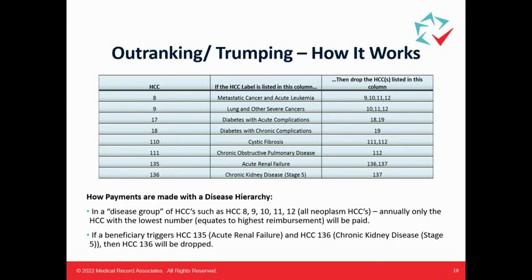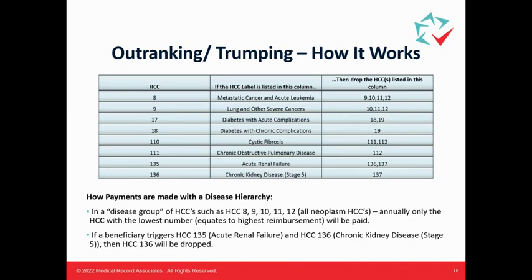Now let's look at diabetes. Here's HCC 17 down here, and it's diabetes with acute complications. 17 is the highest HCC for diabetes, the highest paying, okay? But we've also got HCC 18 and 19, our diabetes ones, right? So in this model, if you have a 17 and 18 and a 19 reported, you're only going to get reimbursement on the 17. So it's going to drop 18 and 19.